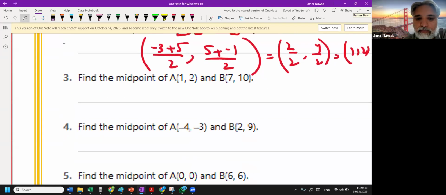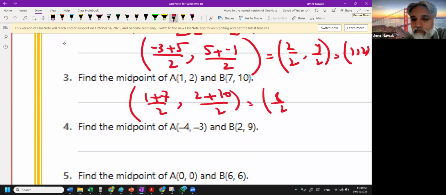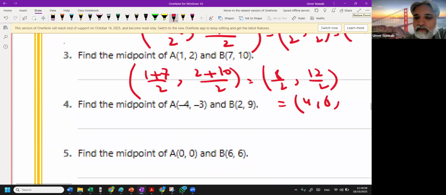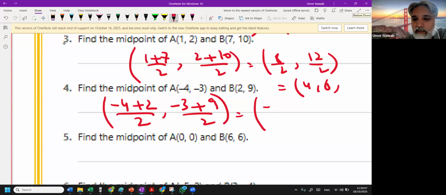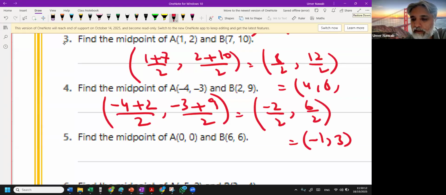Let's do another midpoint. (1 plus 7) over 2 comma (2 plus 10) over 2. So 8 over 2 and 12 over 2. My answer is 4 and 6. Now I want to write the midpoint for this. (-4 plus 2) whole over 2, (-3 plus 9) over 2. So the answer is -2 over 2 and 6 over 2, -1 and 3.